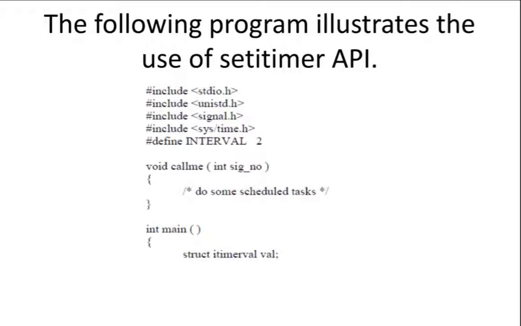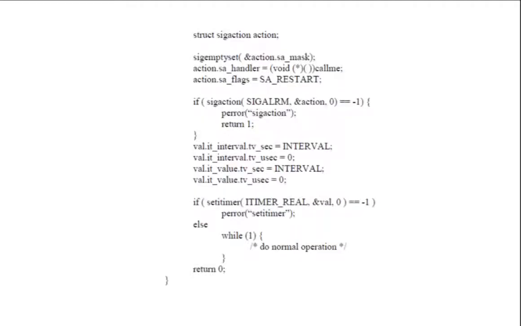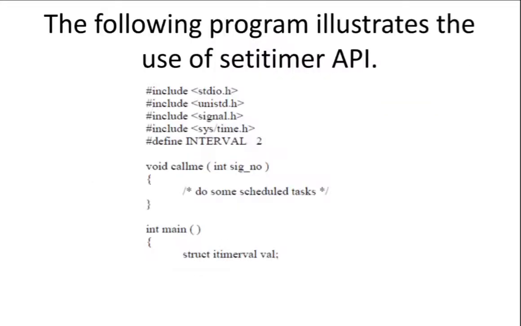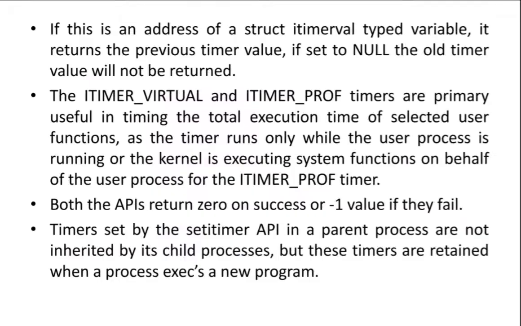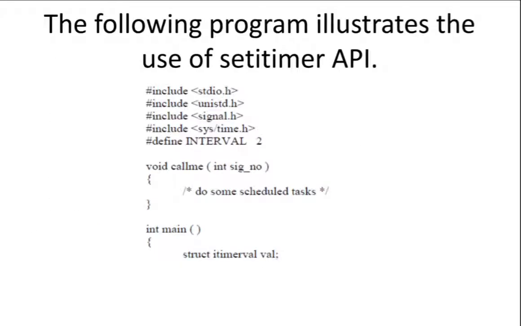This is the following program. It's a simple program, right? So you can see here, this program illustrates the set timer API. It's a very simple program. You can see here you are setting the interval to 2. So for 2 seconds it will do the scheduled tasks. You know that. After that it will reload the timer again for 2 seconds, right?